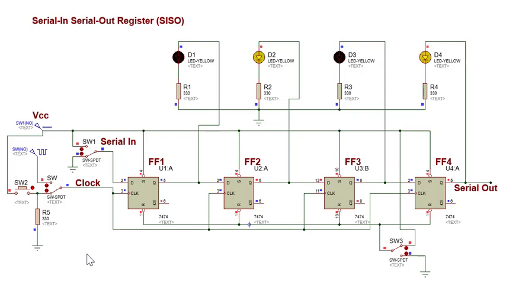In summary, the serial in, serial out register operates by transferring data from the data source, which is inputted to the D input of the first flip-flop one at a time, and then retrieving this serial data at the serial output terminal, which is the Q output of the last flip-flop 4. That ends my presentation.